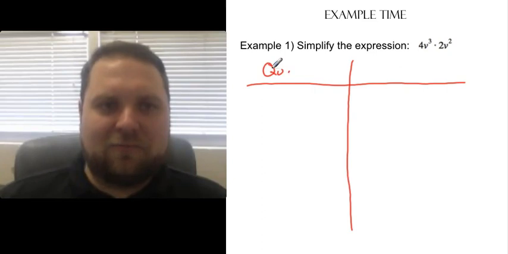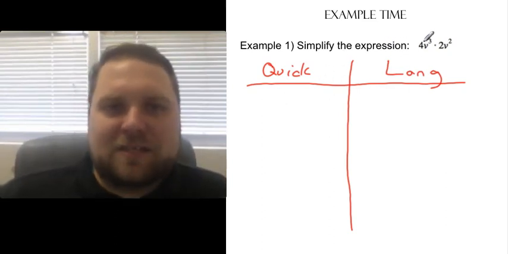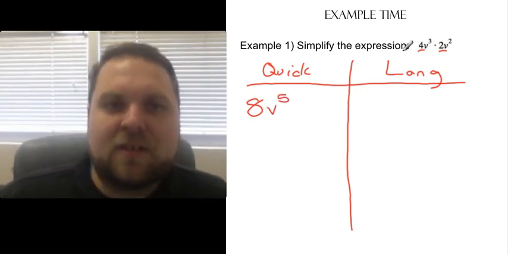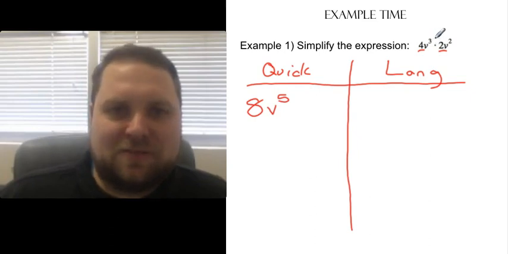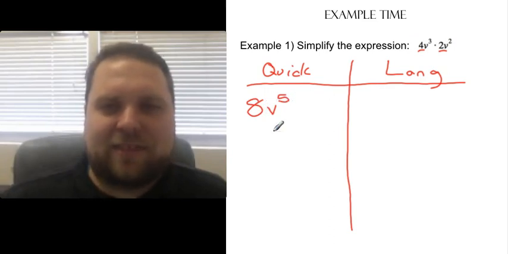So the quick way will always be on this side, and the long way will always be on this side, so I won't always write those up there. For the quick way, I multiply the coefficients of our two monomials. 4 times 2 is 8. Then I take the variables. I just have one variable there, v, and I take 3 plus 2, which is 5. When I multiply these variables, I do so by adding their exponents, and the answer is 8v to the 5th. Easy as that. Now the long way, to make sure that you know where this comes from.